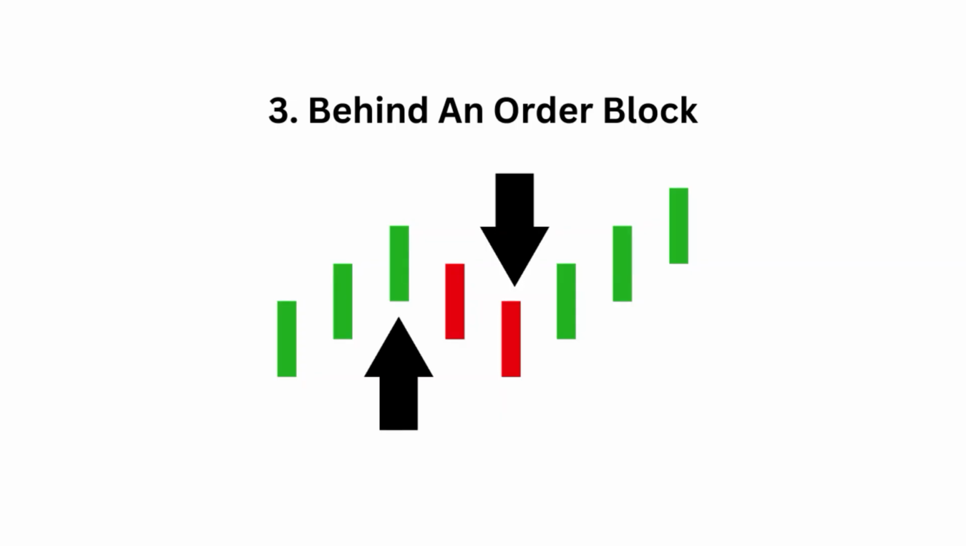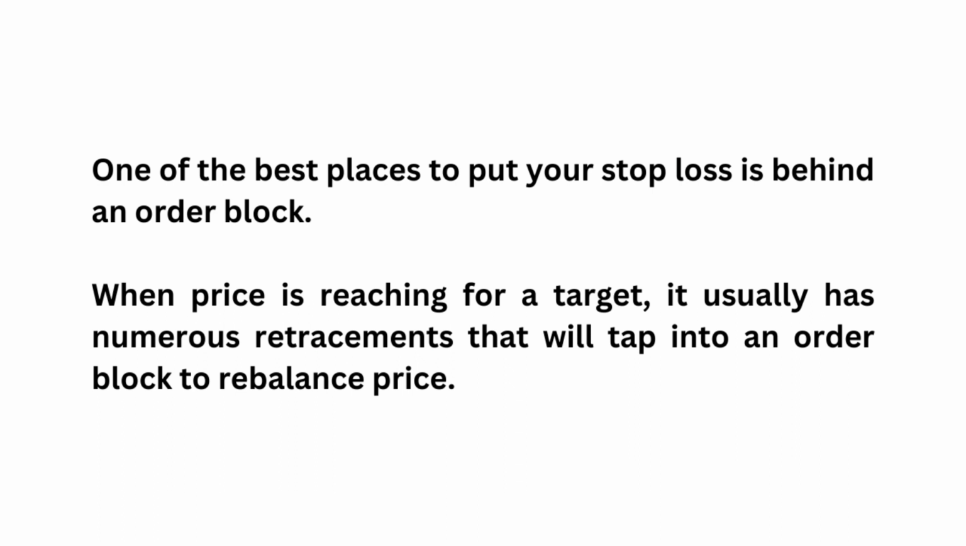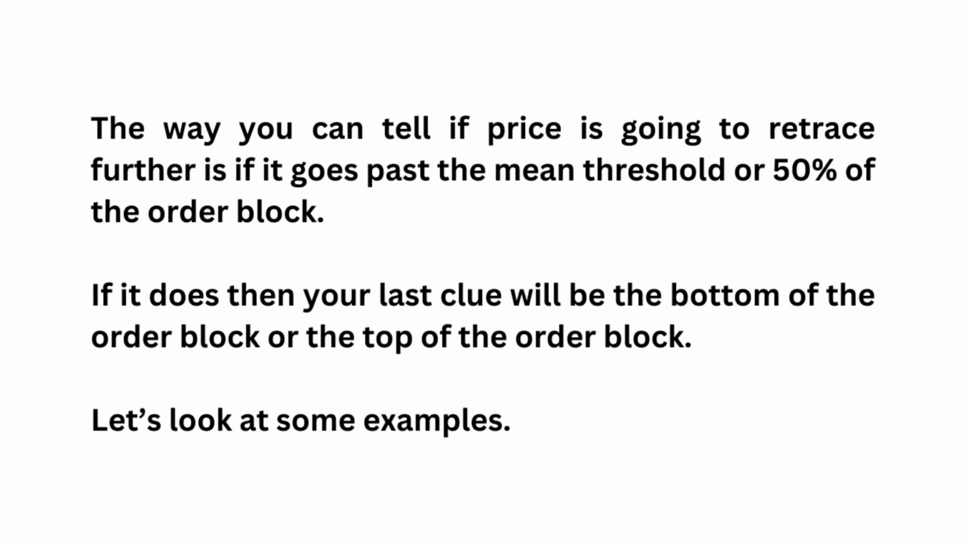Behind an order block. One of the best places to put your stop loss is behind an order block. When price is reaching for a target, it usually has numerous retracements that will tap into an order block to rebalance price. The way you can tell if price is going to retrace further is if it goes past the mean threshold or 50% of the order block. If it does, then your last clue will be the bottom of the order block or the top of the order block. Let's take a look at some examples.